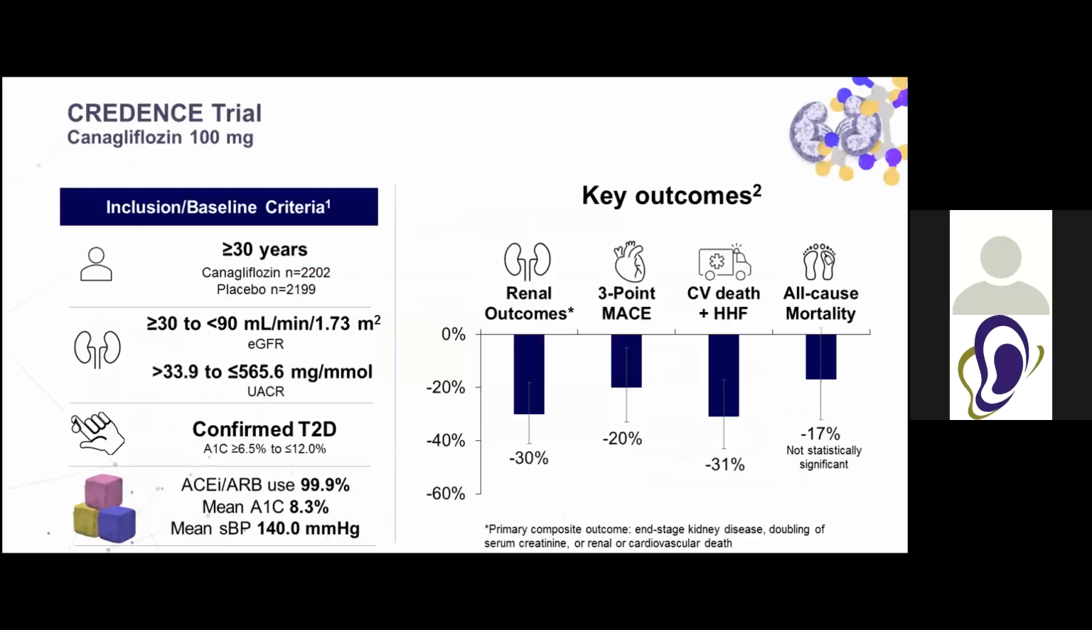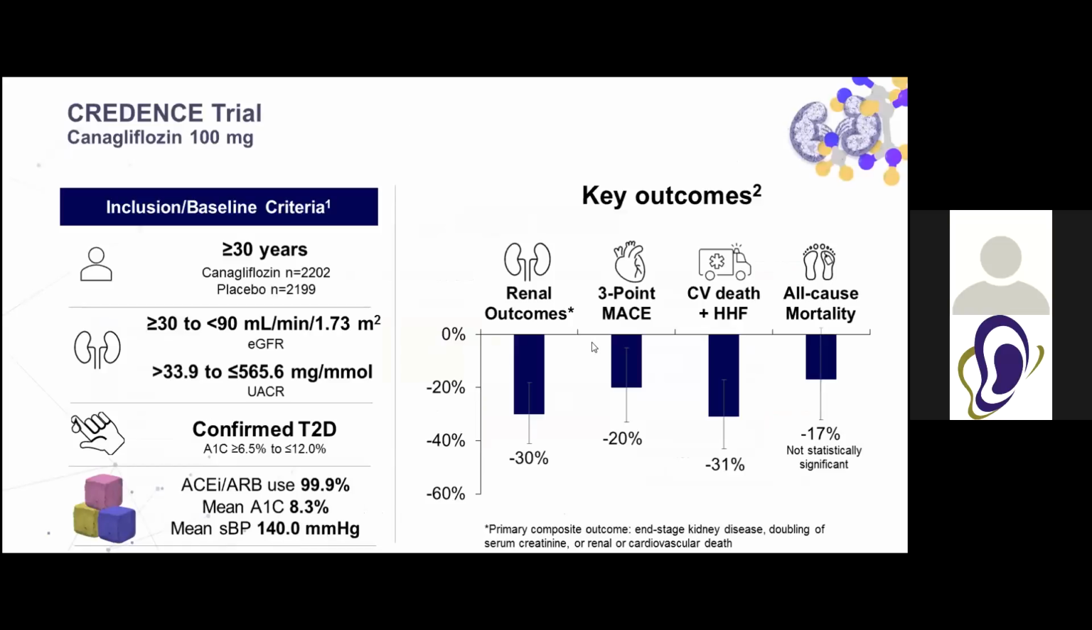So CREDENCE. This is one of the key and the first kidney trials. You had to be over 30, have a GFR between 30 and 90, and a urine ACR, in our Canadian units, of over 33 and less than 500. Confirmed type 2 diabetes, and you had to use an ACE or an ARB, a median A1C that looks just like what you and I see in the office, and a mean blood pressure of 140.